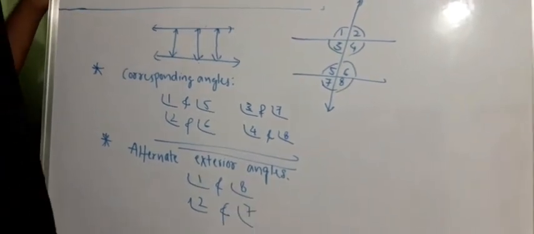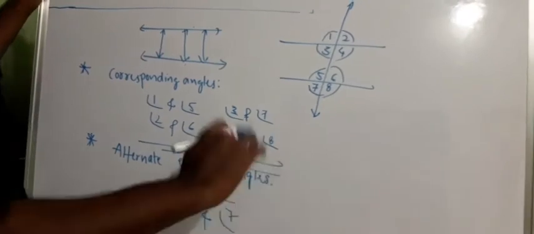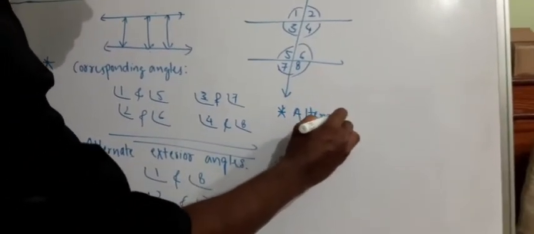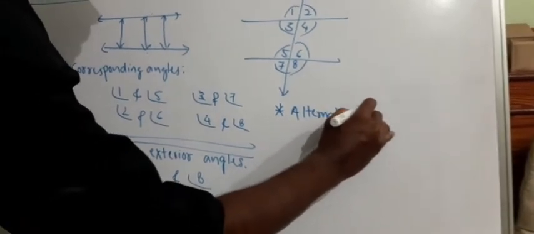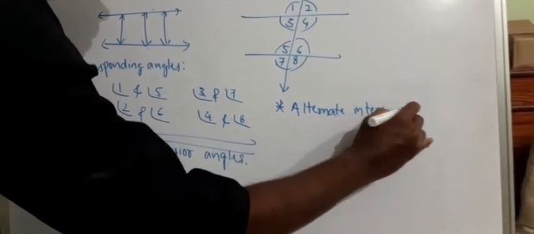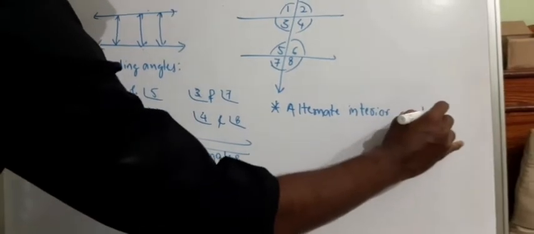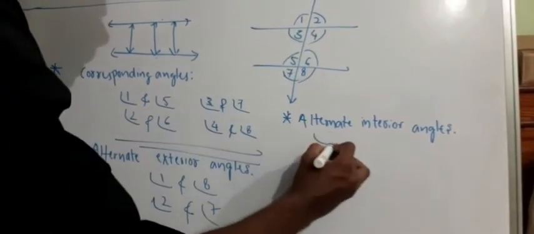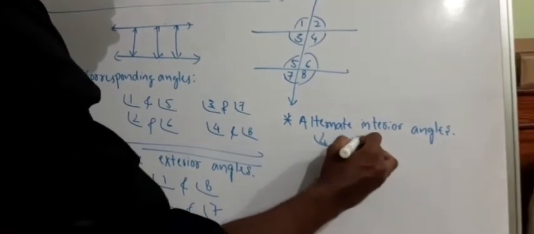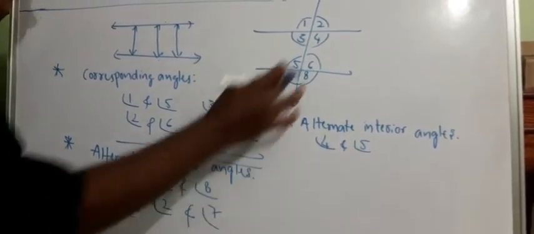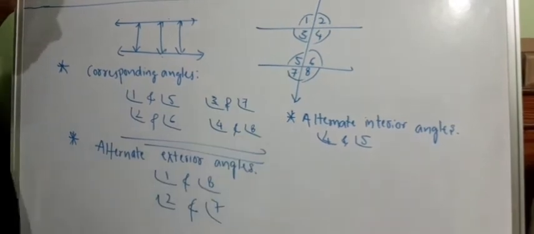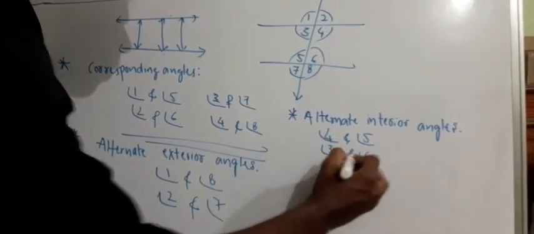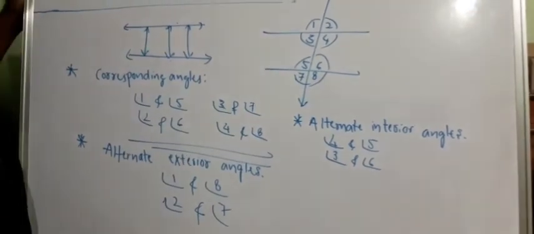Next, alternate interior angles. Angle 4 and angle 5, one pair of alternate interior angles. Angle 3 and angle 6, one more pair of alternate interior angles.